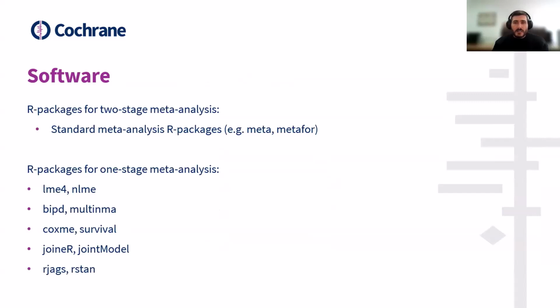Regarding software availability, the two-stage approach in the software R can be used with the standard meta-analytic R packages such as meta or metafor, and there is also a plethora of R packages for the one-stage model. It should be noted that there are also packages in other platforms such as Stata or SAS.